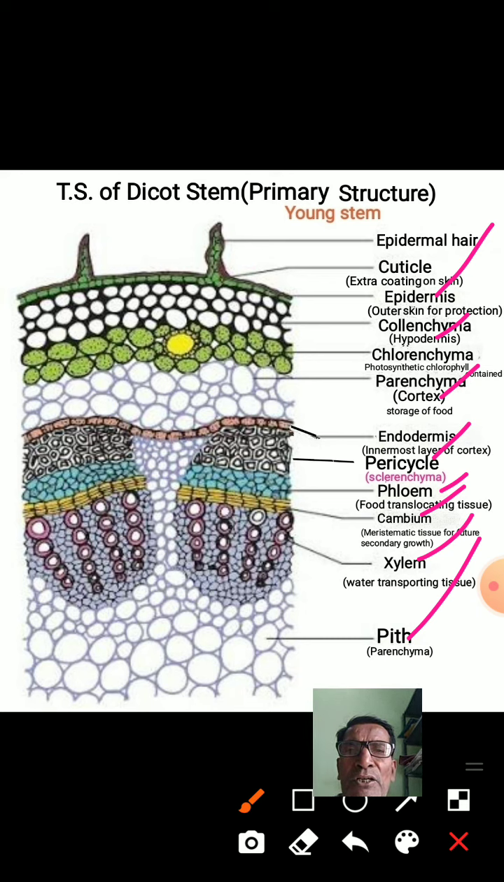Okay, this is all about the young dicot stem. If you have any doubts, you can ask me the questions.